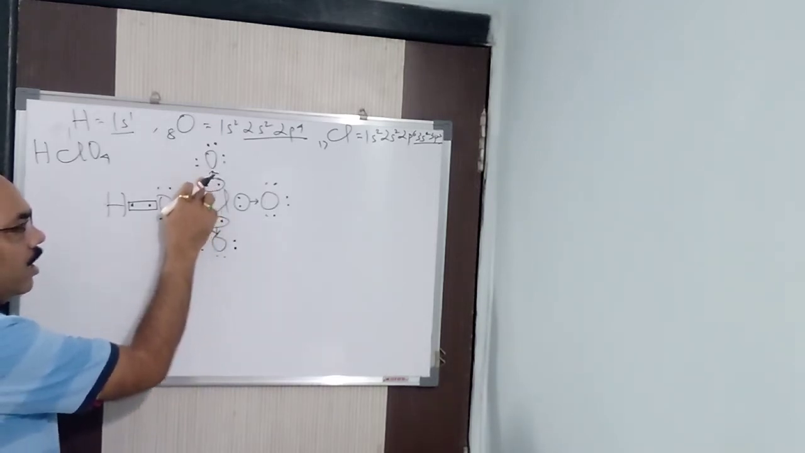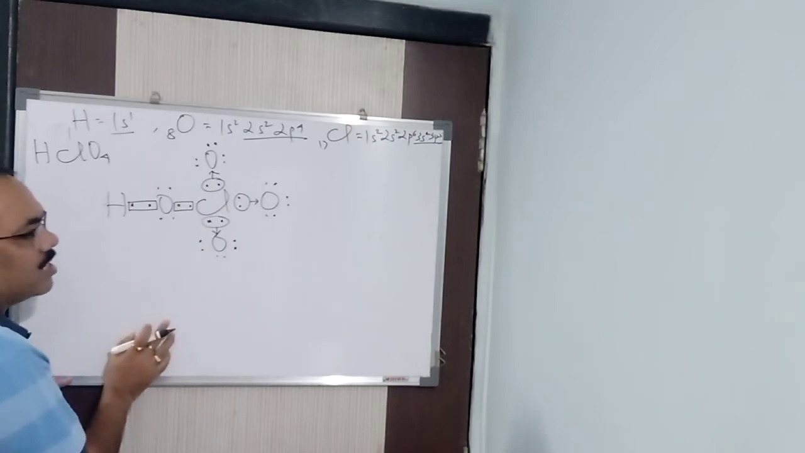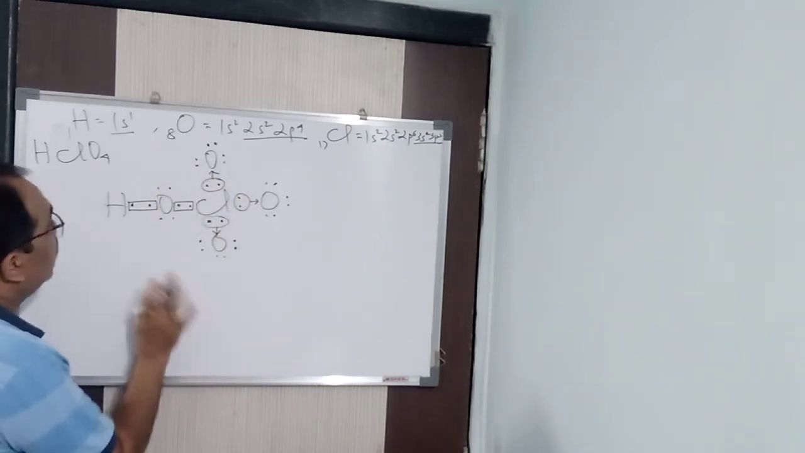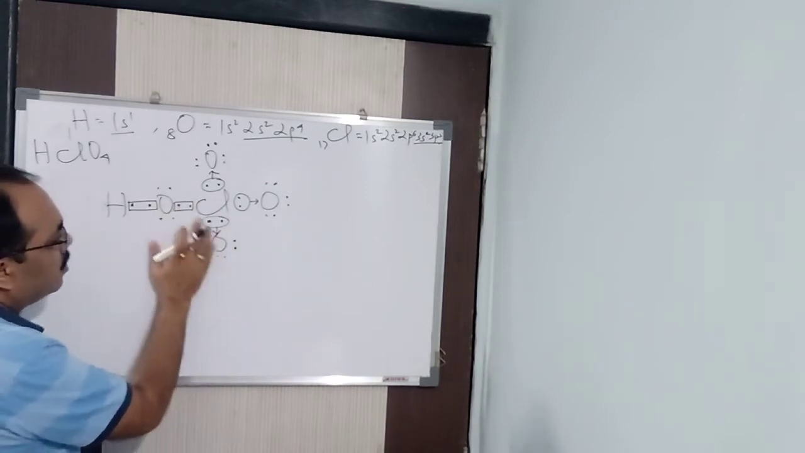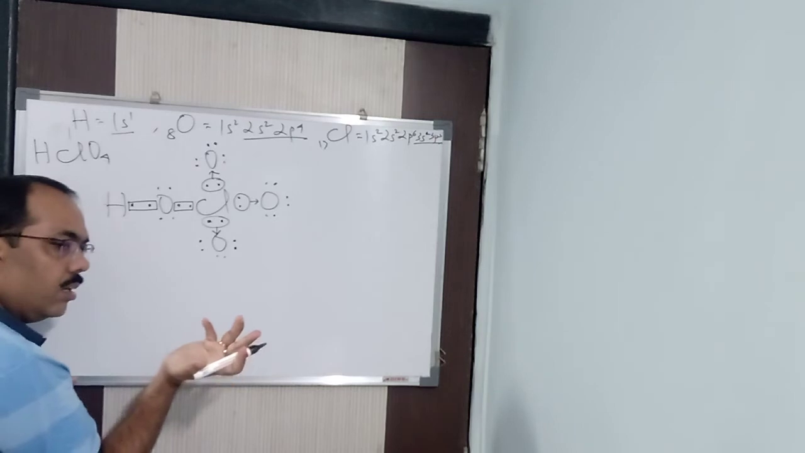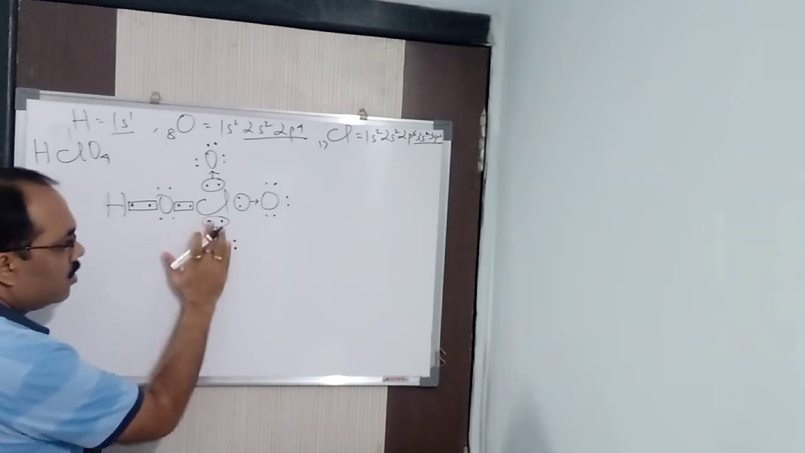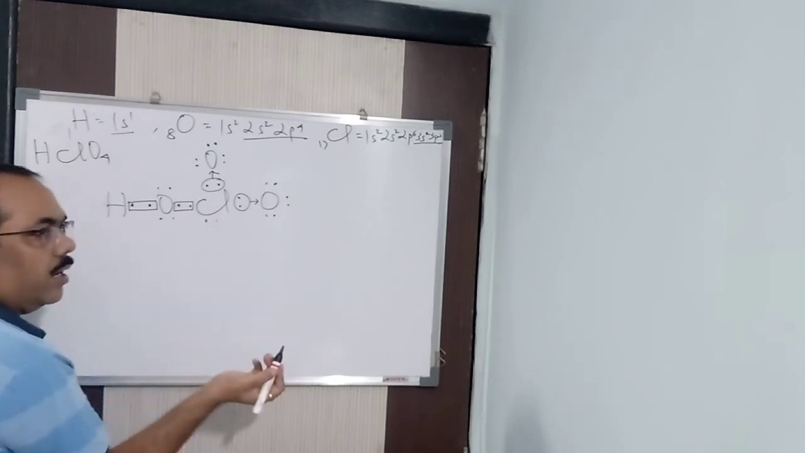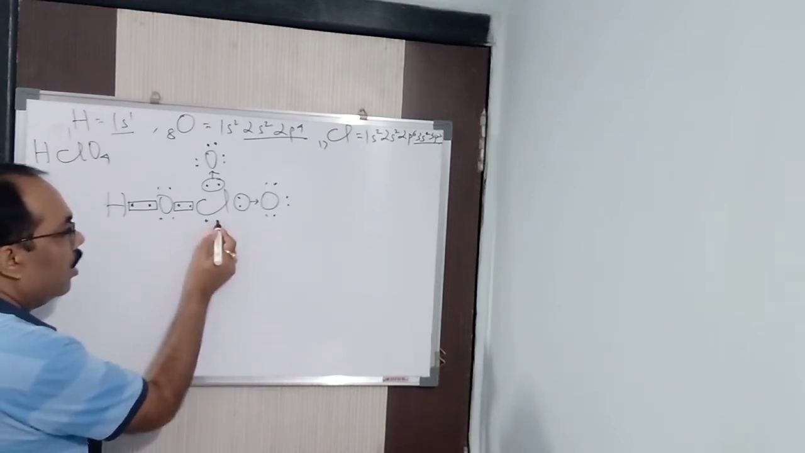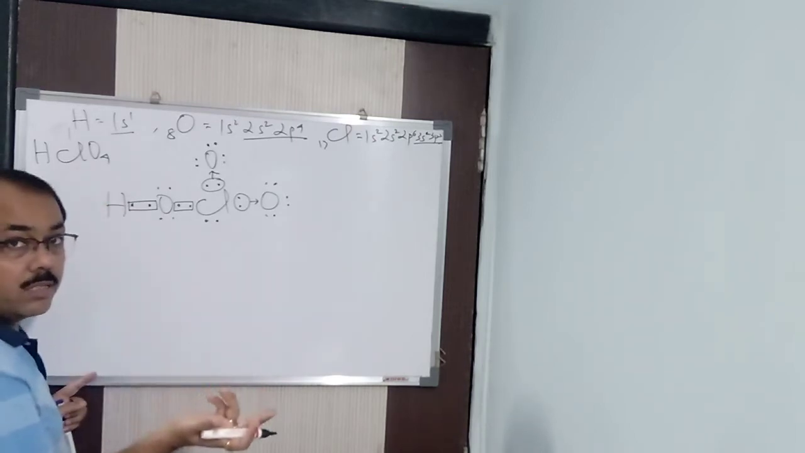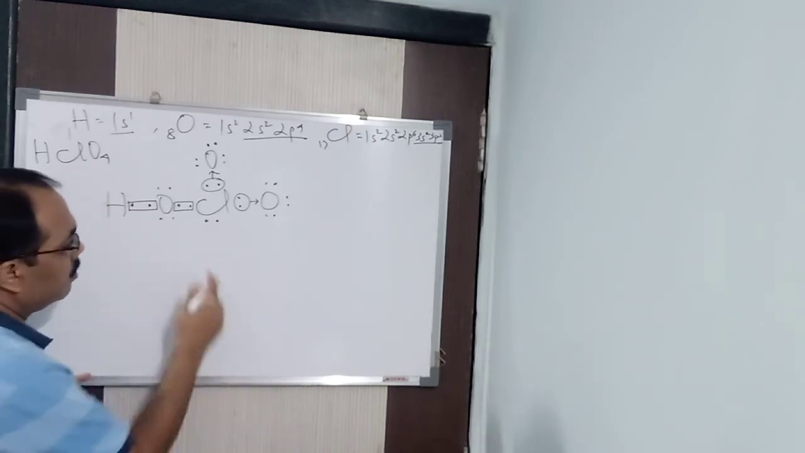After the central atom attains an octet structure, I gave one pair of electrons. Now this is HClO4. Suppose it is HClO3, then HClO3 means this oxygen will not be there. So this pair of electrons will remain as it is. Now it is HClO3, chloric acid. HClO4 is perchloric acid, we can say.